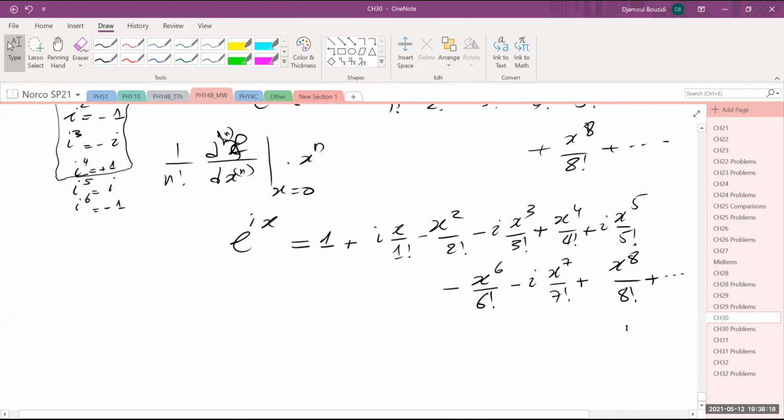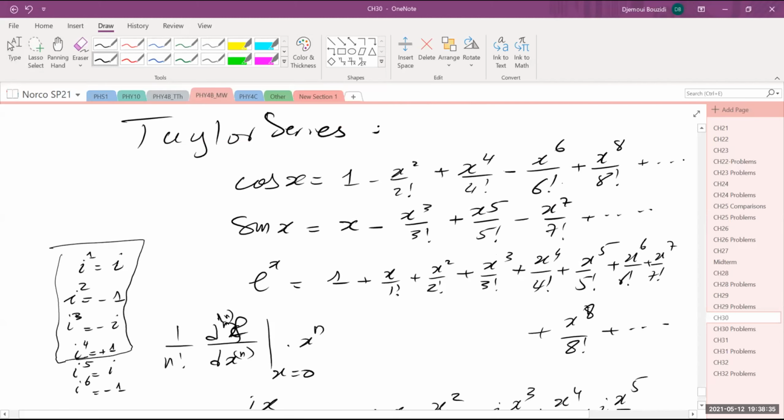Now I have an i in front of all the odd powers. But then I have x over 1 factorial, and 1 factorial is just 1. I have x to the power 3 over 3 factorial with a negative sign, exactly what the doctor ordered. And then I have also x to the power 5 over 5 factorial, with an i out front. So it's i times the Taylor expansion of the sine, which is true all the time too. So this is true no matter what you have in here.